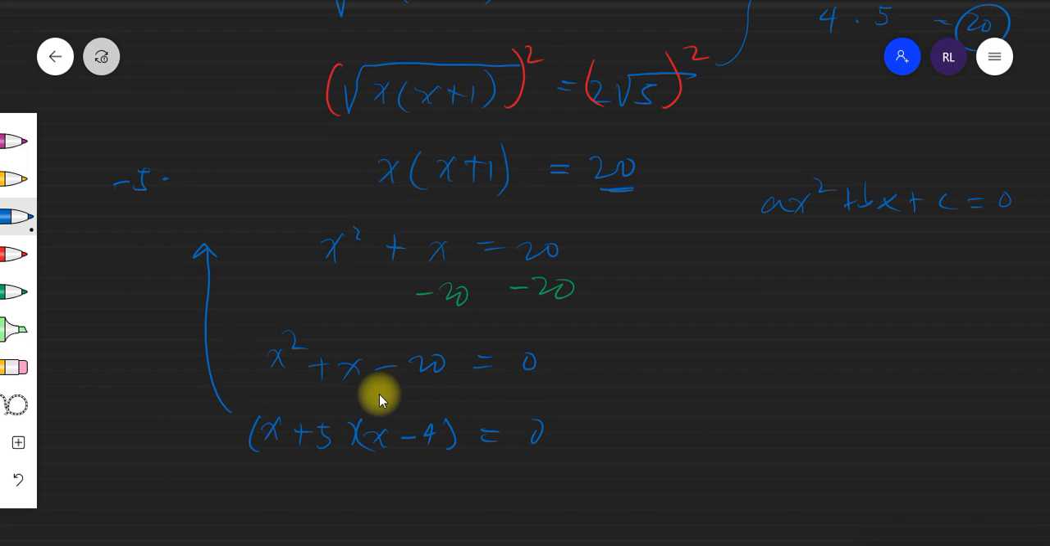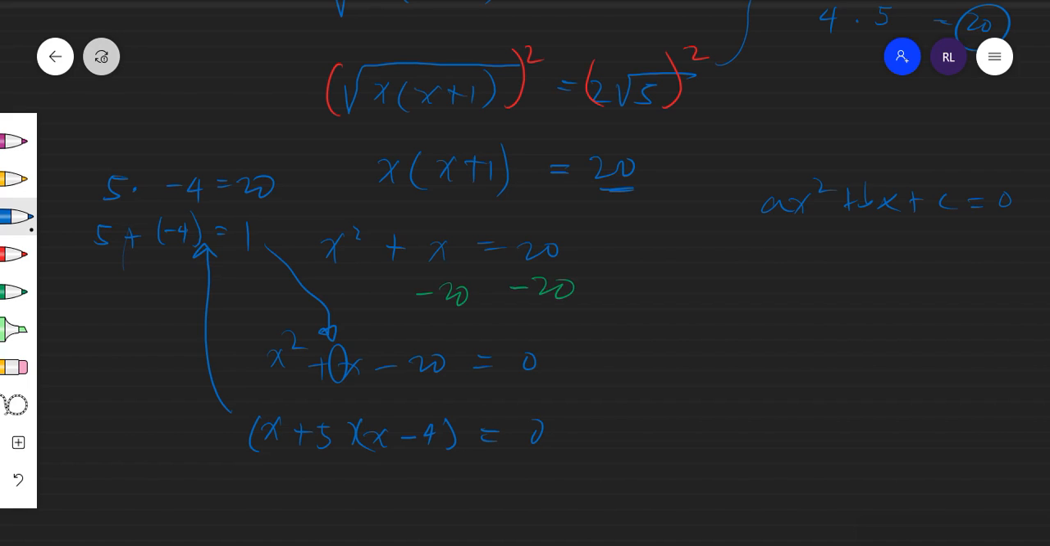Negative 5 times 4 is negative 20. Oh sorry, I'll write that in the right manner: 5 times negative 4 is negative 20. 5 and negative 4 are factors of negative 20. If we add them, 5 plus negative 4, you'll get positive 1, which is the middle term here. So when you add those two factors and it results in the middle term, your factors are correct.